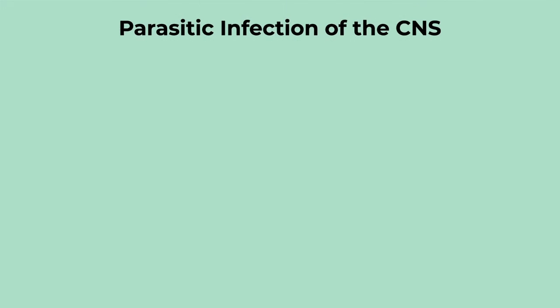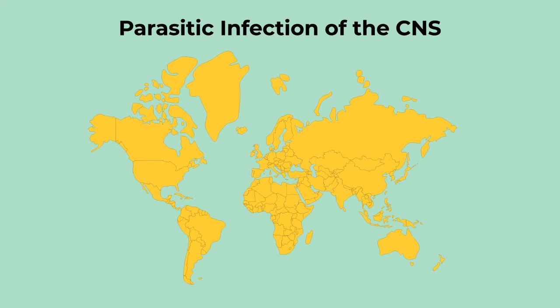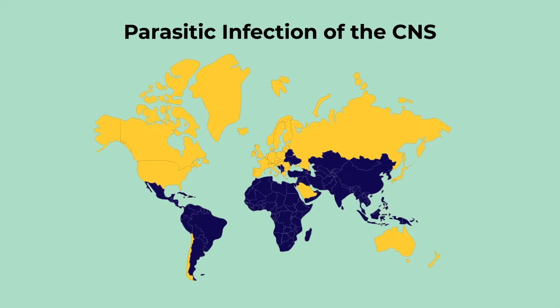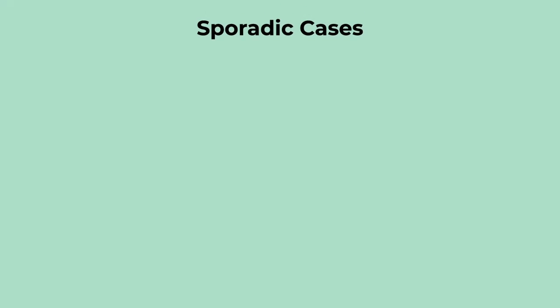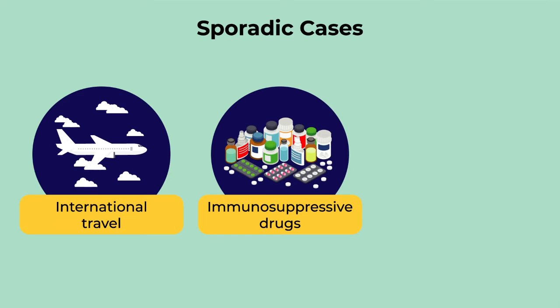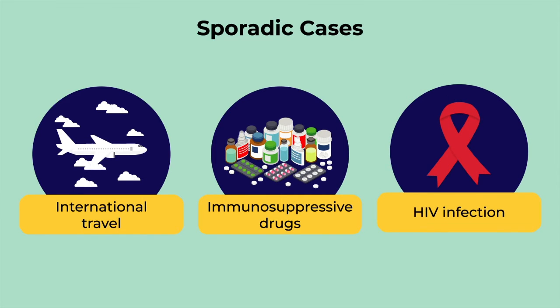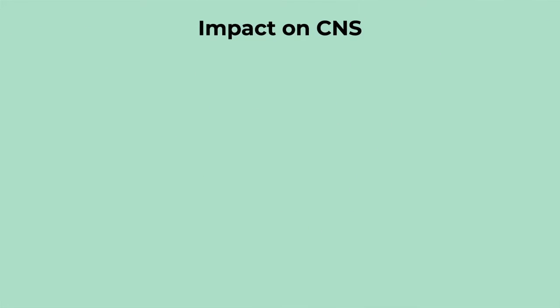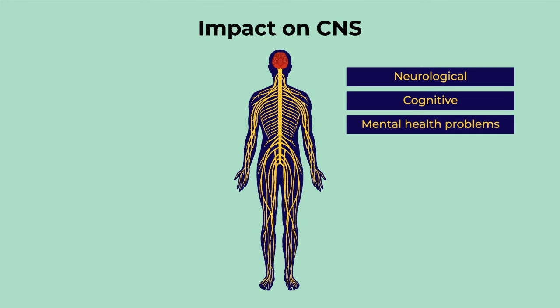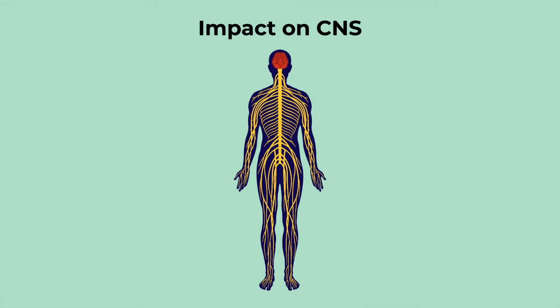Parasitic diseases affecting the central nervous system remain an important source of morbidity and mortality worldwide, particularly in low- and middle-income countries. Sporadic cases also occur in non-endemic areas because of an increase in international travel and immunosuppression caused by immunosuppressive therapy or HIV infection. These parasitic infections may cause neurological, cognitive, and mental health problems in both children and adults.